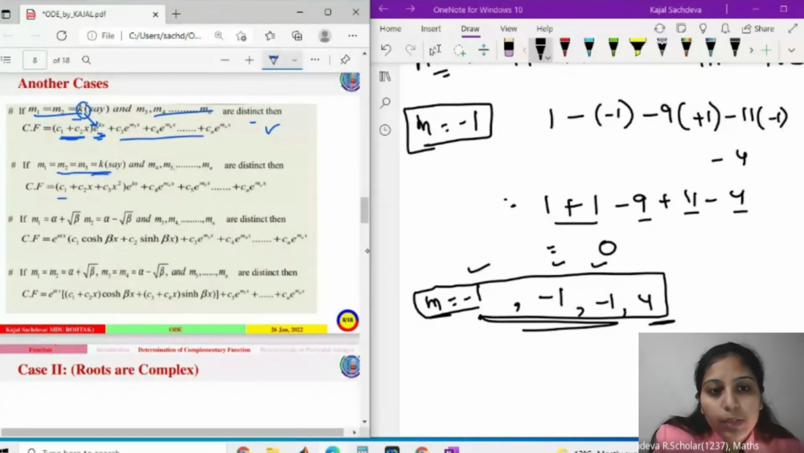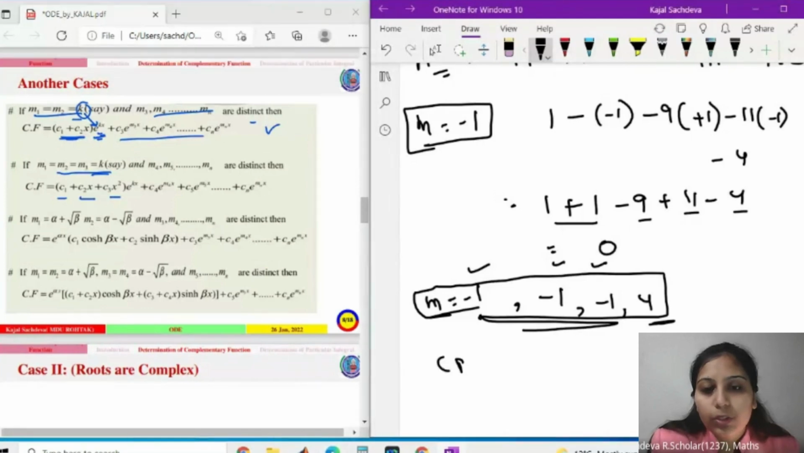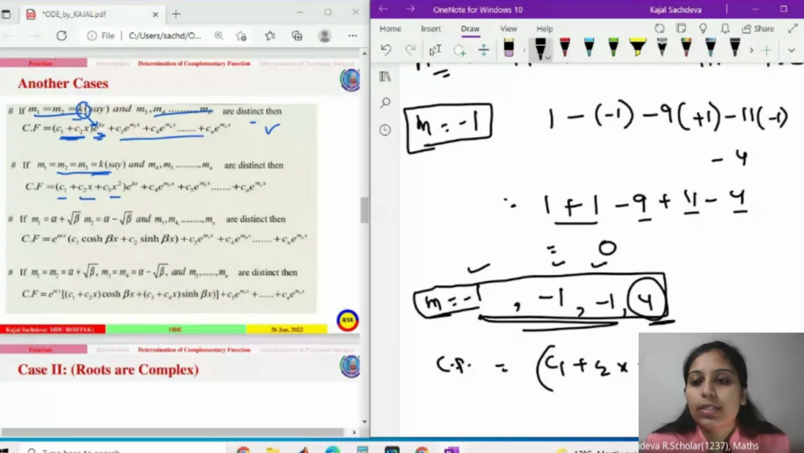When we have three equal roots, we write 1, x and x square as a combination, then e raised to power kx, plus the different root in a similar manner. So the complete solution here we can write as (c1 plus c2x plus c3x square) e raised to power -1 into x, so minus x, plus, this is the distinct one, c4 e raised to power 4x. So this is our required solution in this case.